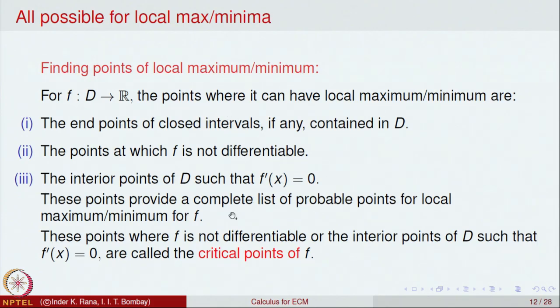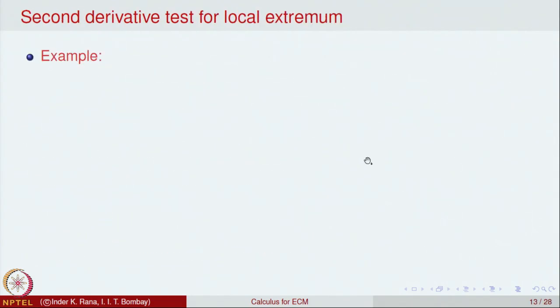These are the possible candidates where the function can have local maxima or minima, and we will apply either the continuity test, the first derivative test or the second derivative test to analyze whether that point is a point of local maxima or local minima. So, let us look at an example to analyze this.